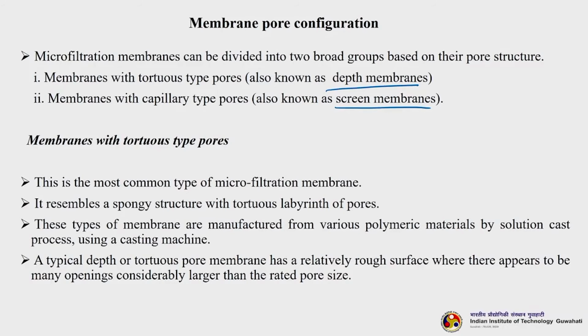So, tortuous types of membranes are the most common types of microfiltration membranes. It resembles a spongy structure with a tortuous labyrinth of pores. I will show you one image in the next slide. These types of membranes are manufactured from various polymeric materials by solution casting using a casting machine. A typical depth or tortuous pore membrane has a relatively rough surface where there appear to be many openings considerably larger than the rated pore size.